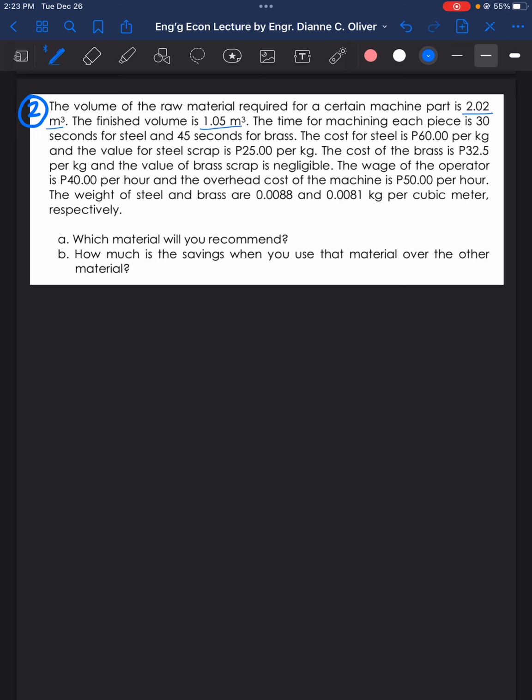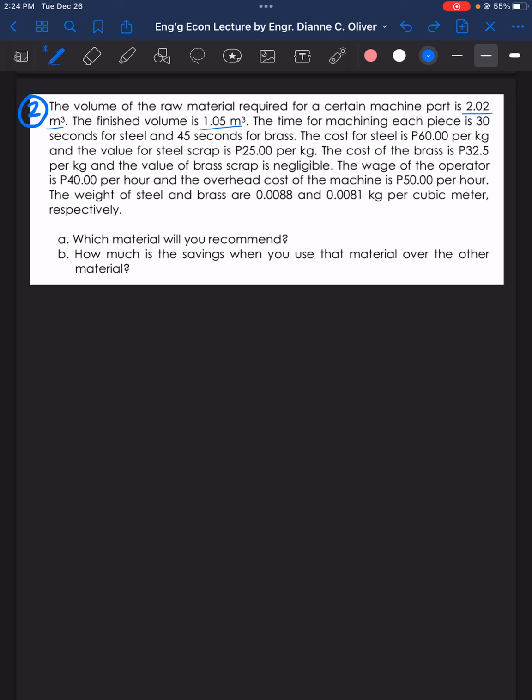Why is there a difference between the required volume and the raw material? That means when you go to the market, or when you go and buy for the material, you will get it as a whole. And when you work on the project, that is the finished volume. That's why there's two different volumes presented in this problem. So the first one is when you buy the raw material, and the second volume here is the finished product.